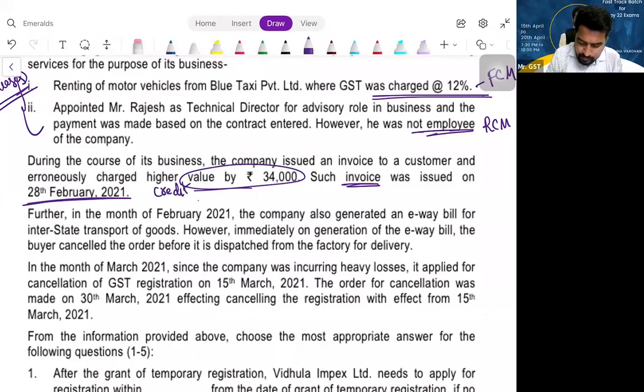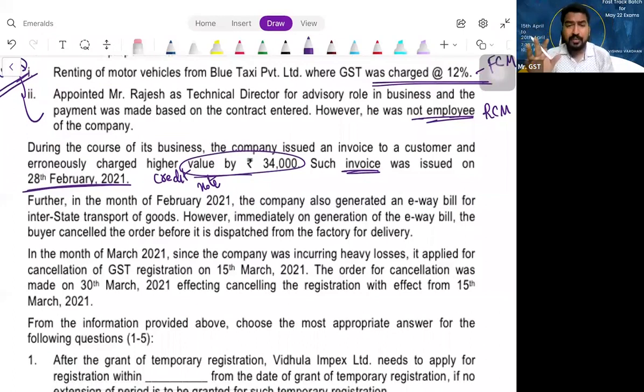Yes. Right. Okay. Further, in the month of Feb 2021, the company also generated an e-way bill for the interstate transport of goods. However, immediately on generation of the e-way bill, the buyer cancelled the order before it was dispatched from the factory for delivery. What happened here? I have made a sale and I'm ready for transportation. I have generated the e-way bill. Before transportation, the buyer has cancelled the order. So we have cancelled the journey. The goods are not going.